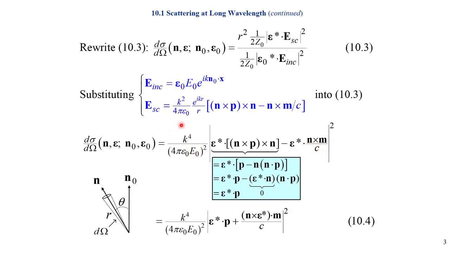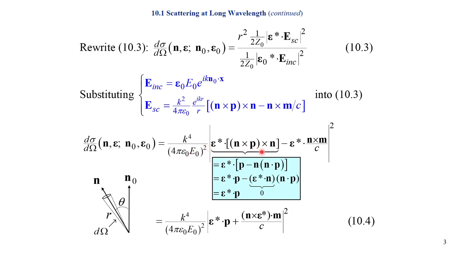So we can simplify the notation into this one. Of course, p and m are proportional to the incident wave. p is proportional to the E field, and m is proportional to the H field. But the H field is proportional to the E field, so they are correlated.